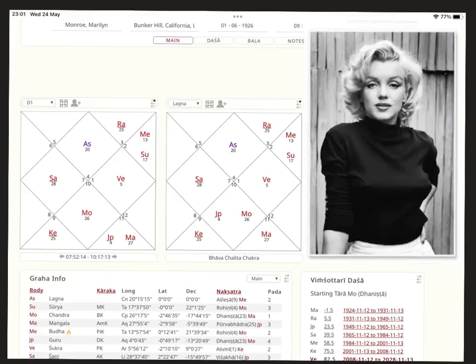But Marilyn Monroe, Bhava Chalit Chart, didn't see that reality, didn't register it because Jupiter is gone 7th house with the moon. She sees married men as nurturing her, helping her, but that was not the actual karma manifesting.